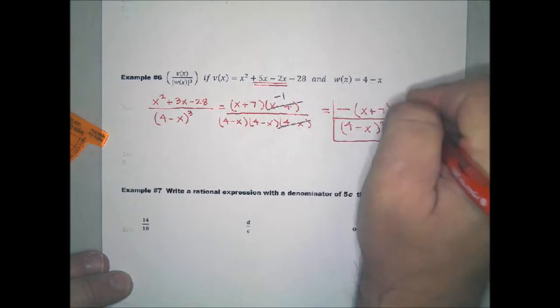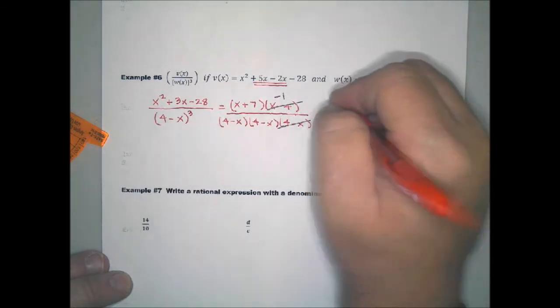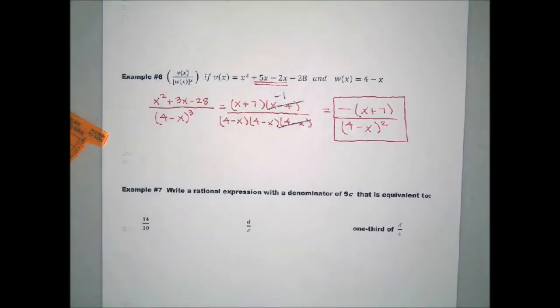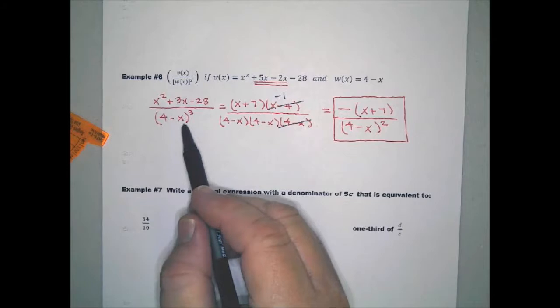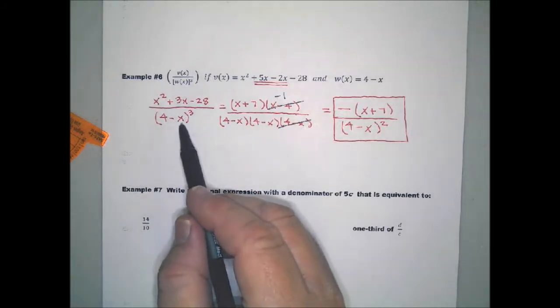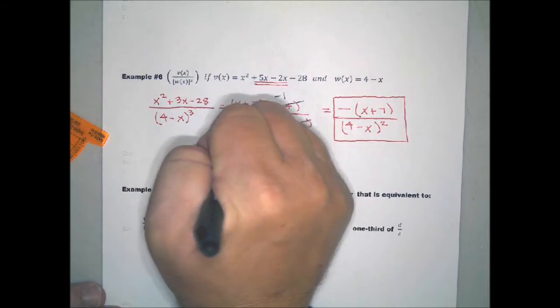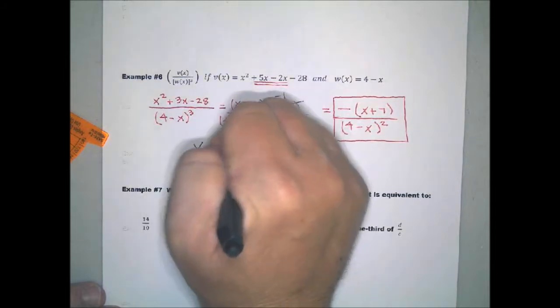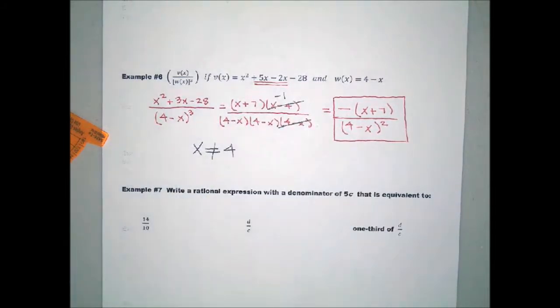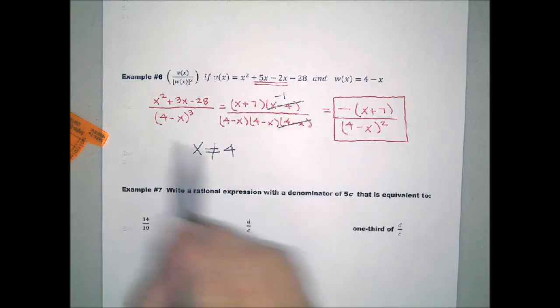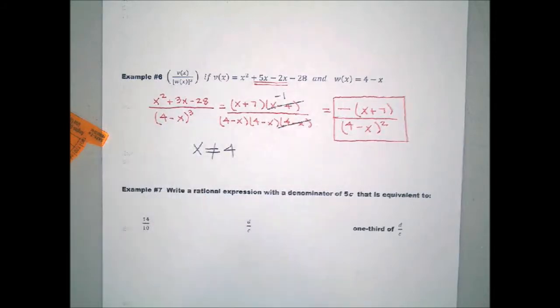Now let's go back to restricted values. Look in the denominator and figure out what value or values of x would produce a 0 down here. Well, that simply tells us x cannot equal the number positive 4, because if it did, 4 minus 4 would be 0, and we can't have a 0 down there.